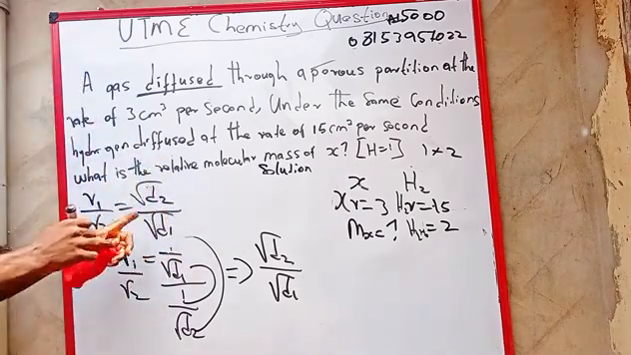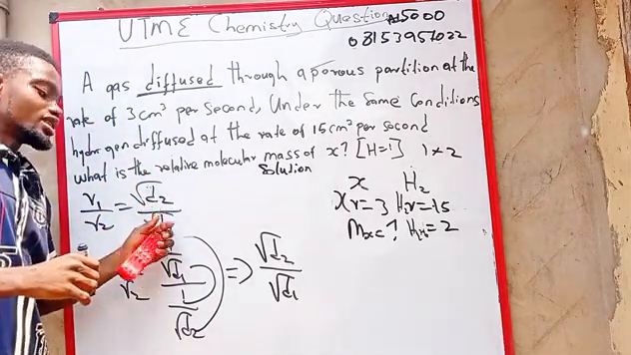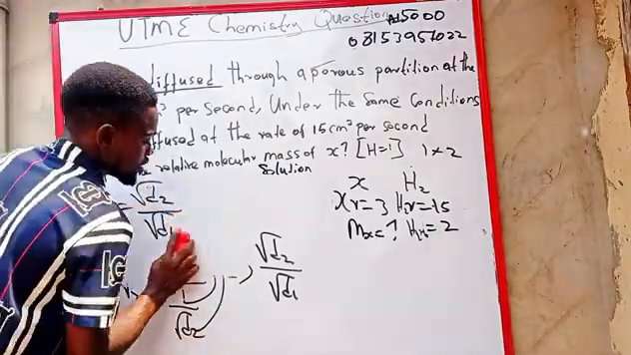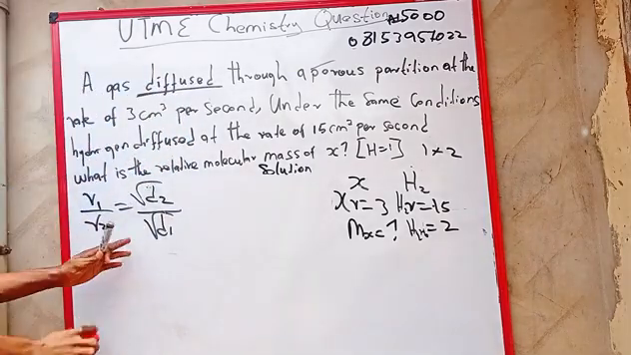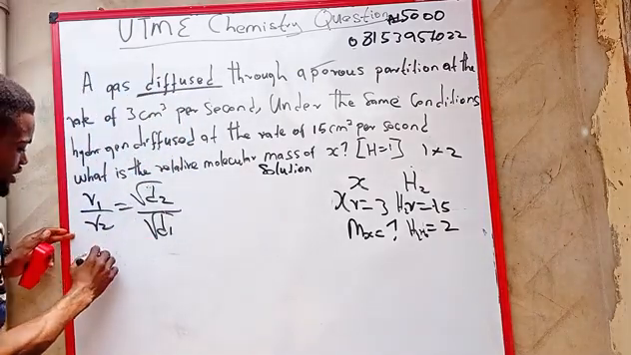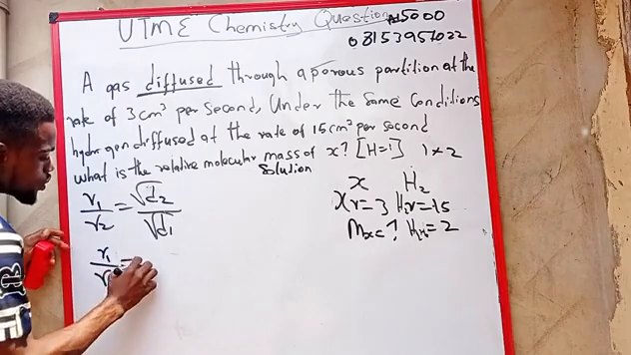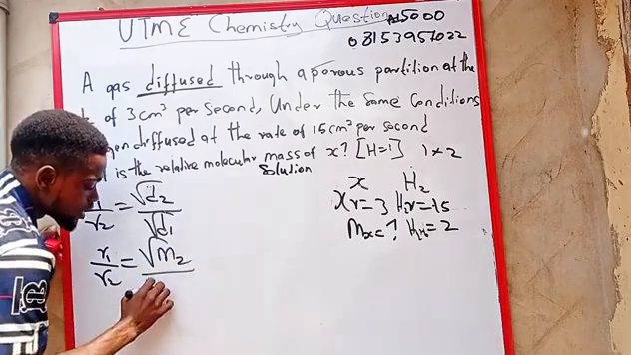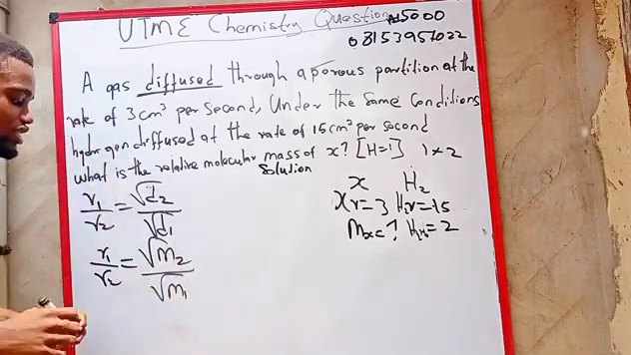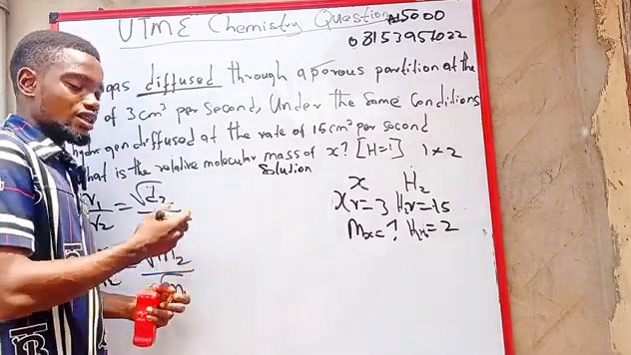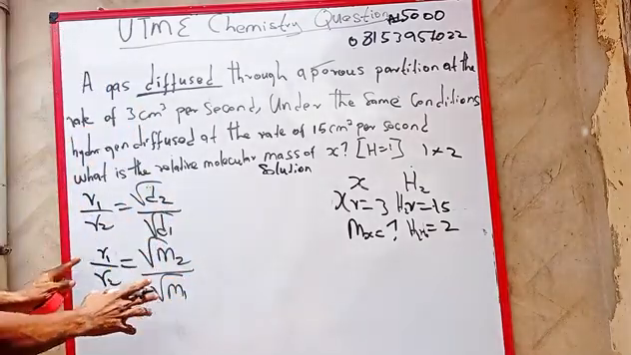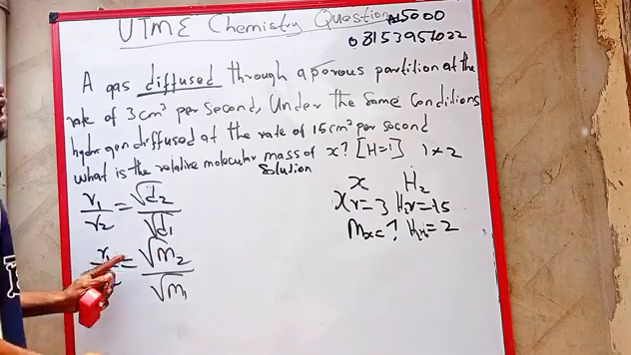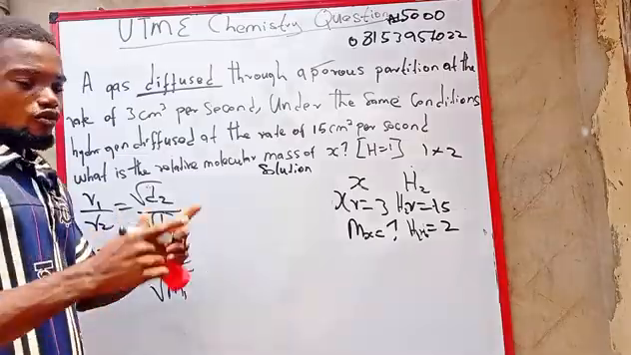Now, since the vapor density is half the molecular mass, we can also rewrite this as R1 over R2 equals the square root of the molecular mass of the second gas over the molecular mass of the first gas. Hope you know how we arrive at this formula. Now, what we need to do is to substitute our values here. Substituting our values, what is R1? R1 is the rate of diffusion of gas 1.